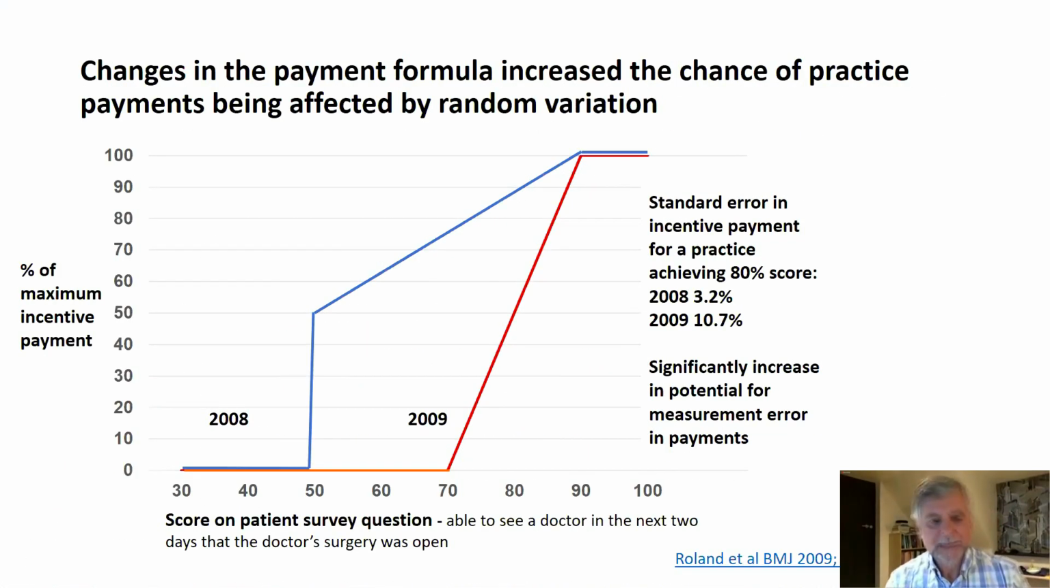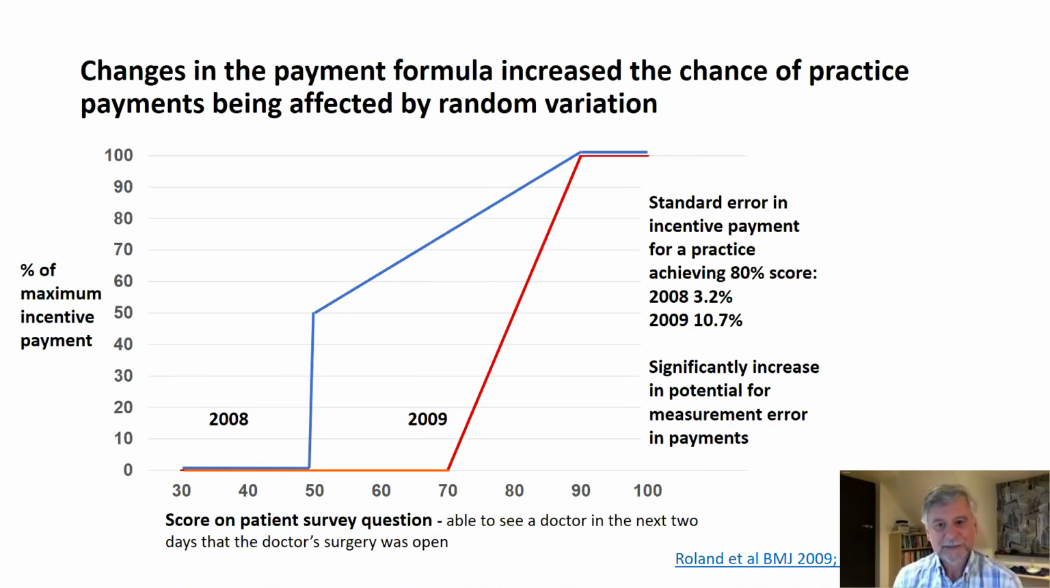Now, if we look at this next slide, on the vertical axis, you've got the percentage of incentive payment that they could get. And on the horizontal axis, you've got the score on the patient survey. In 2008, which was the blue line, they got no payments until 50% of their patients were able to say they could get the doctor in the next 2 days. And then there was a sliding scale up to a maximum payment if 90% of patients said that. And they changed this in 2009 so that the practices got no payment unless 70% of patients said they could get to see the doctor in the next 2 days. And then you see a much steeper line up to the maximum payment at 90%.